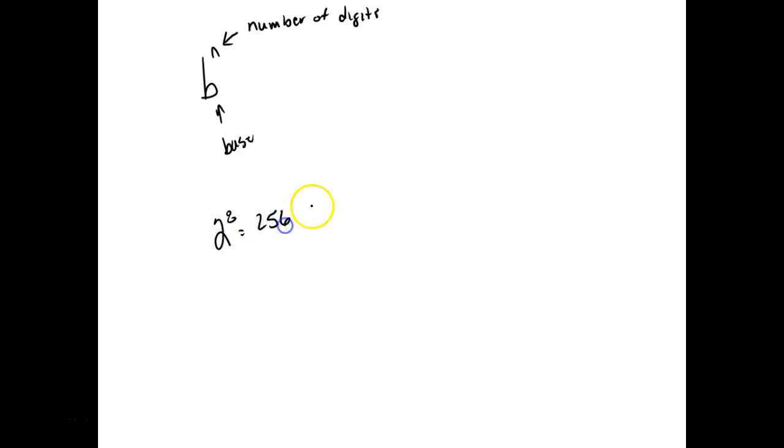So the number of combinations is, you take whatever base you're dealing with, and then you raise it to the number of digits. So 8 bits, that's base 2 to the 8, which would give us 256 numerical combinations.